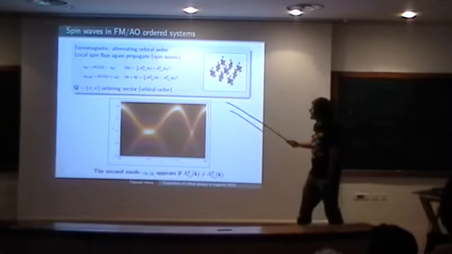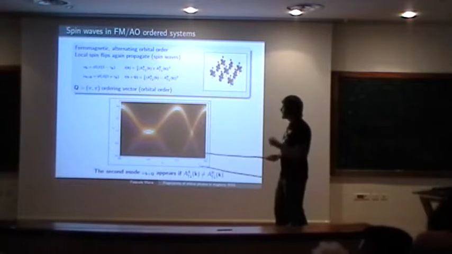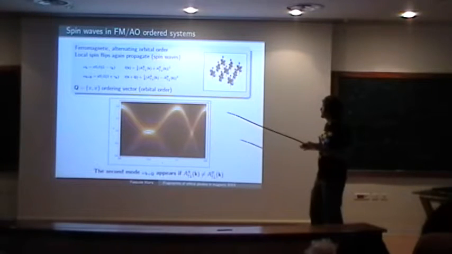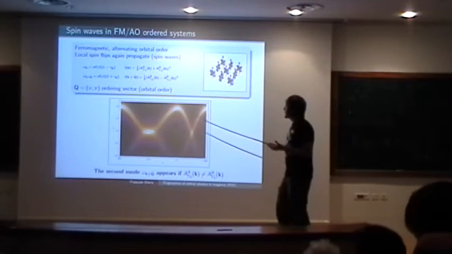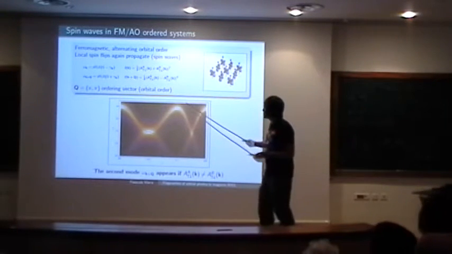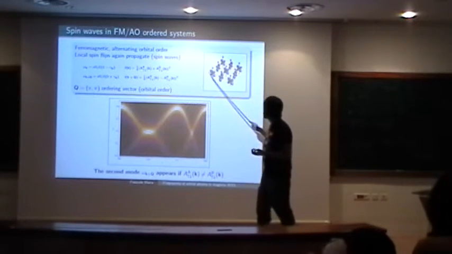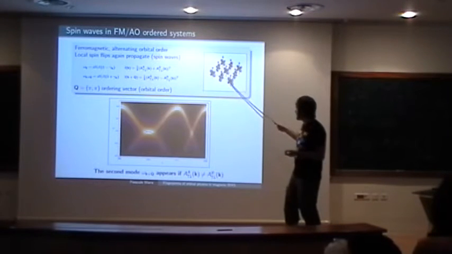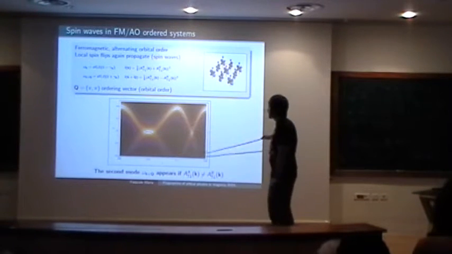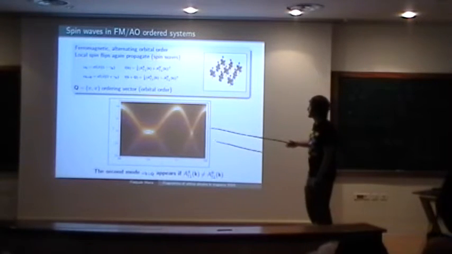One can do the same for a ferromagnetic alternating orbital order, and here we can see that, due to the fact that our system periodicity is changed, a second mode in the dispersion appears, and this is visible as far as the amplitudes in the A sublattice and the B sublattice are different. Here I plot the two branches of the energy dispersion, and in color are the intensities.